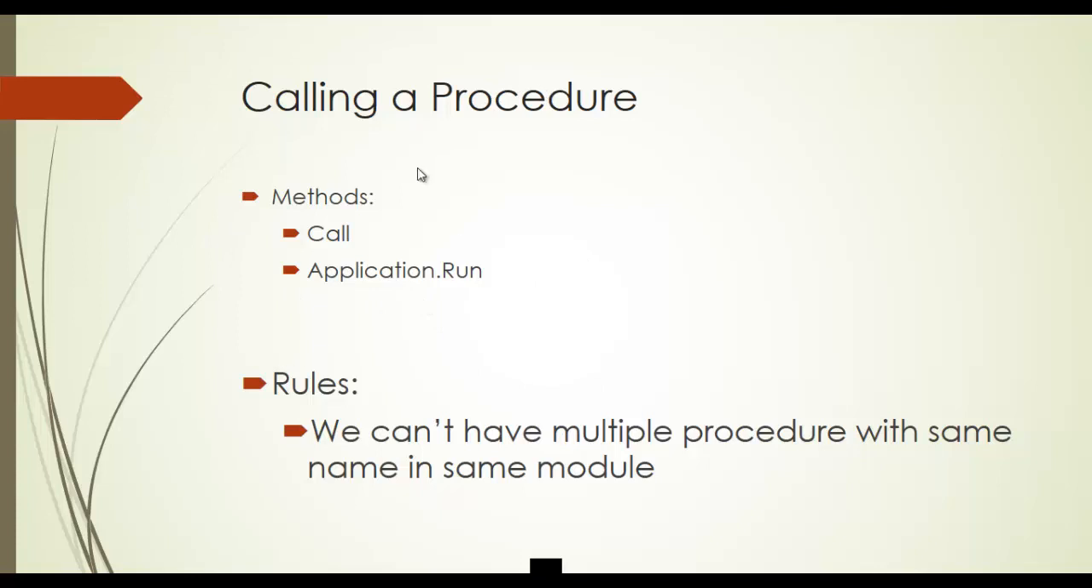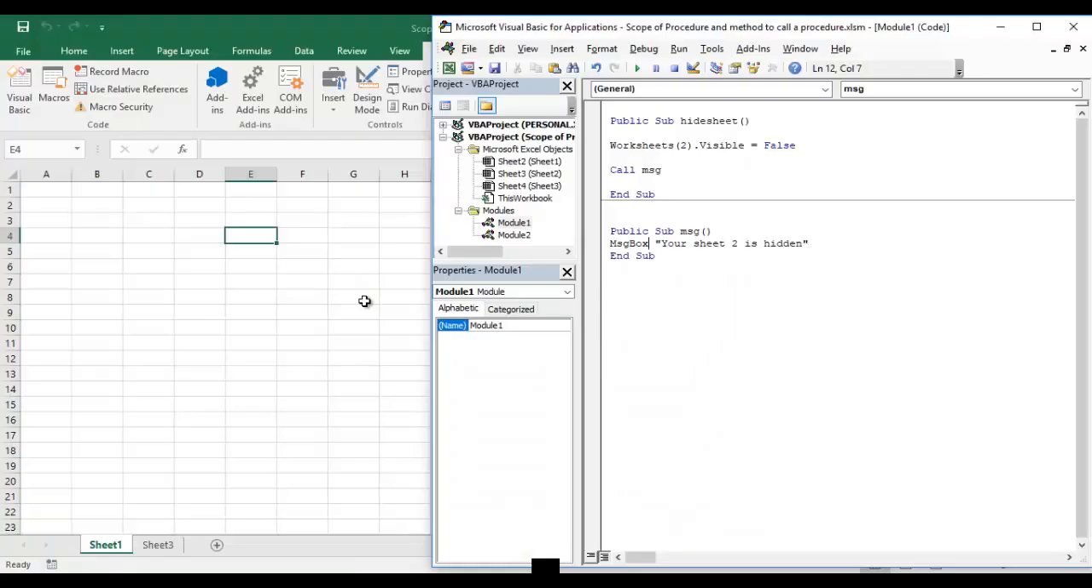So what is the procedure, how can we call the procedure? There are two methods. One method is Call, how we have called the procedure named message in my hidden sheet procedure, and the second one is Application.Run. So I'll just move to my Excel file now. Okay, I have moved to my Excel file.